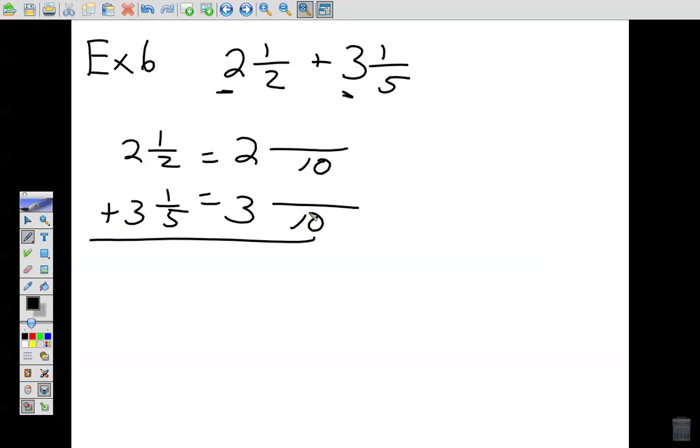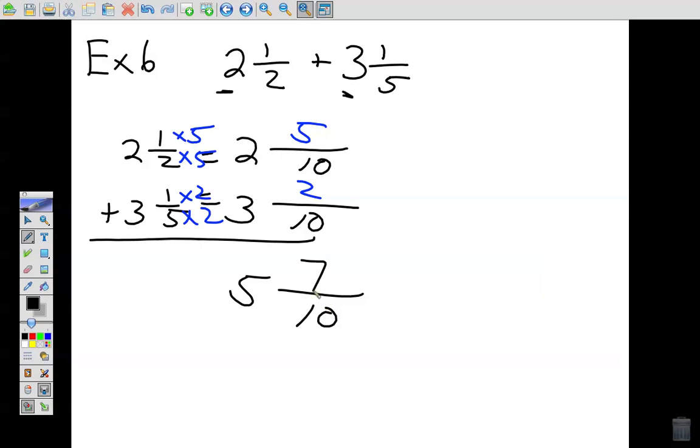So let's see, 2. Now I'm going to change the color here. Let's see, 2 times 5 is 10, so I got to take the top times 5. I get 5. 5 times 2, take 1 times 2, and we're ready to go. Add your whole numbers. Common denominator is 10. 5 and 2 is 7, right? 5 and 7 tenths. 7 tenths is in lowest terms.